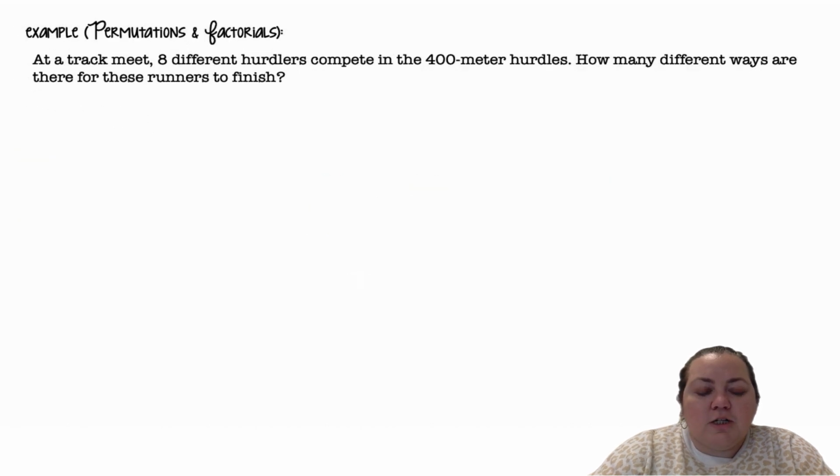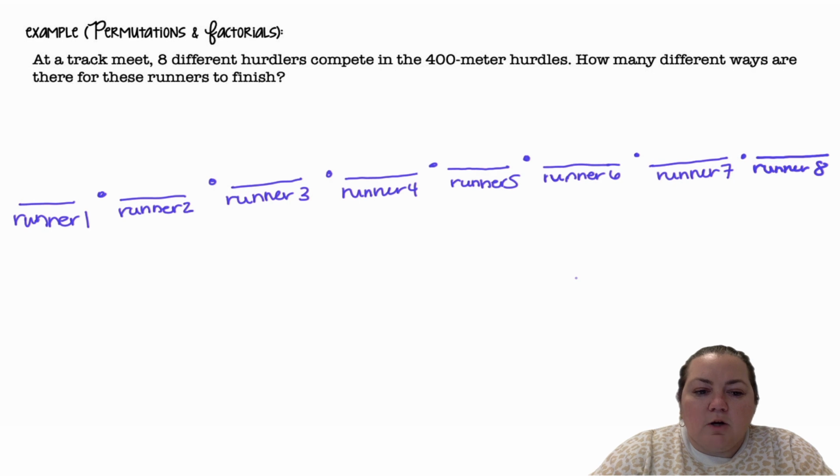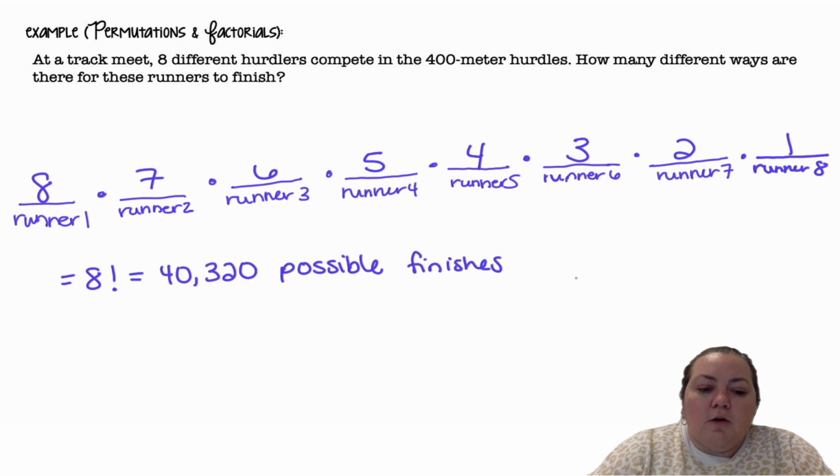All right, permutations and factorials. At a track meet, 8 different hurdlers compete in the 400-meter hurdles. How many different ways are there for 3 runners to finish? So we have 8 runners. First we have 8, then 7, then 6, then 5, then 4, then 3, then 2, then 1, or 8 factorial, which works out to be 40,320 possible finishes of first, second, and third place.